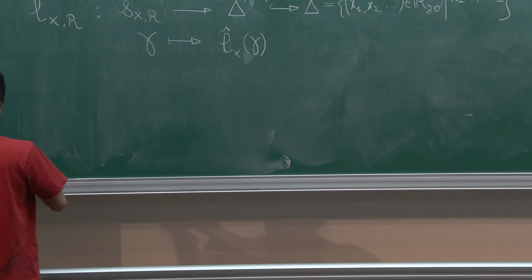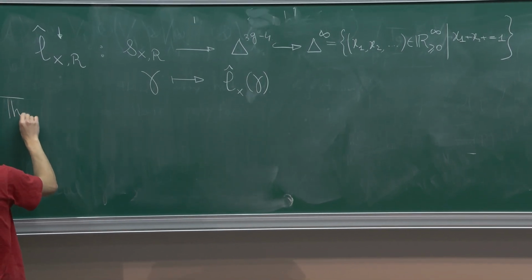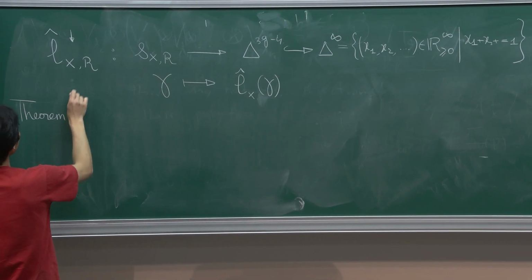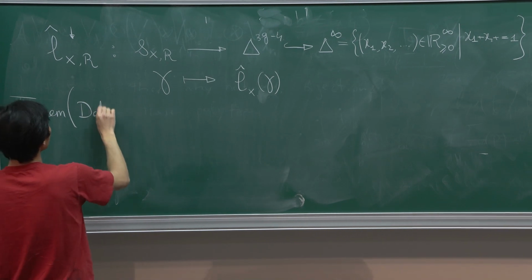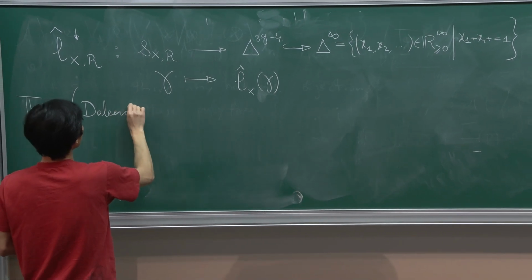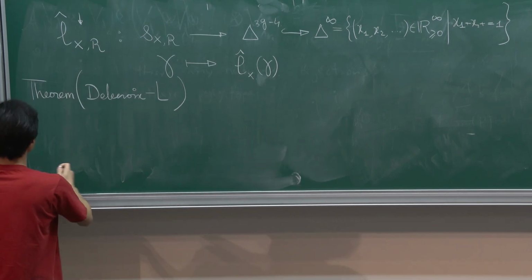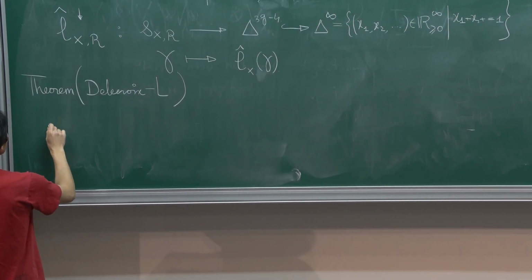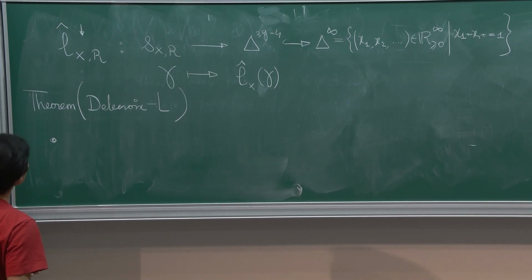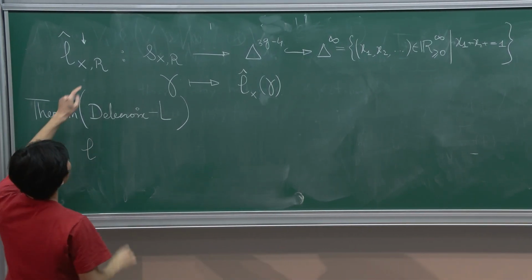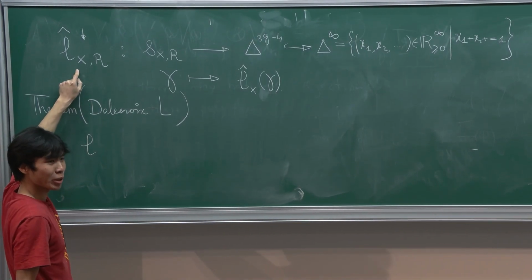So our theorem goes as follows. Firstly, now this is a random variable. It's actually a random vector, sort of.